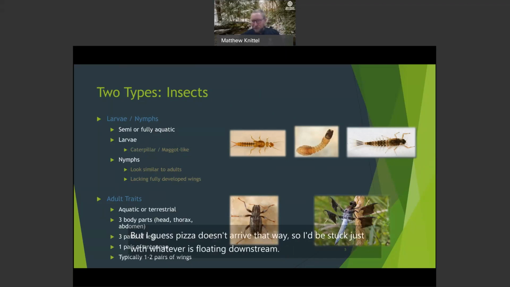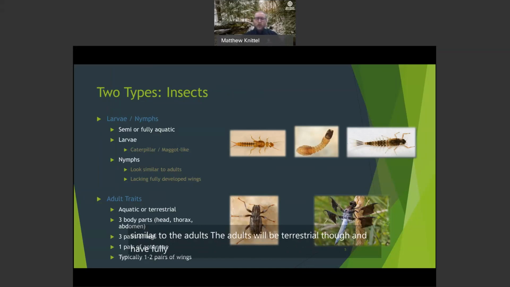So besides our larvae, we also have nymphs. We've got two examples of nymphs shown here on either side of that black fly larva. On the left, we have a stonefly nymph, and on the right, we have a mayfly nymph. Both of these look pretty similar to the adults. The adults will be terrestrial, though, and have fully developed wings.